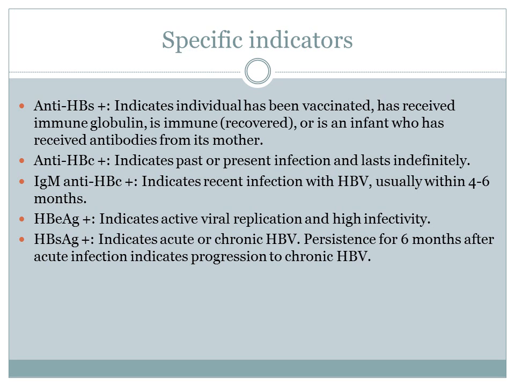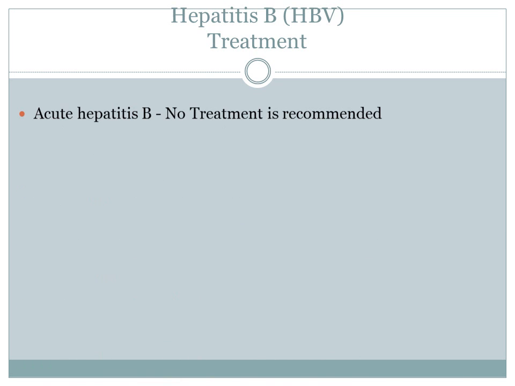Hepatitis B E antigen indicates high infectivity and is a predictor of chronic hepatitis, and hepatitis B surface antigen indicates acute or chronic hepatitis B. Its persistence for 6 months after acute infection indicates progression to chronic hepatitis.